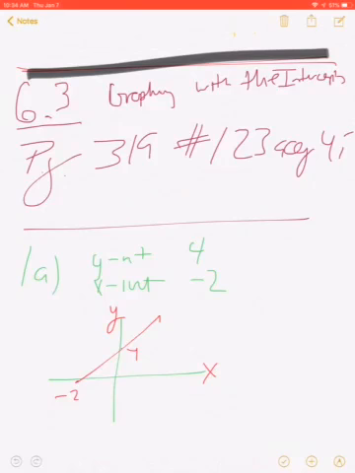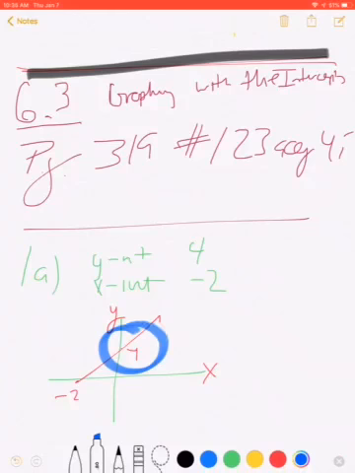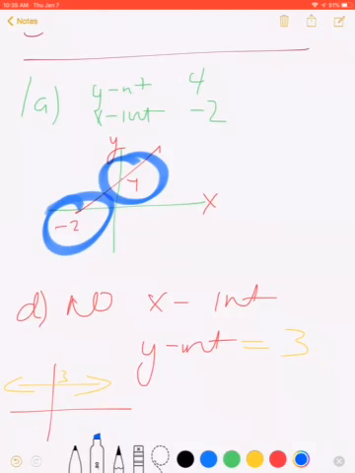Identify the x and y intercepts. So this is pretty straightforward stuff, I think. This is your y-intercept. This is your x-intercept. Okay, so your y-intercept is 4. Your x-intercept is -2. In B and C, do that the same way as we just did that. Just be careful with that.